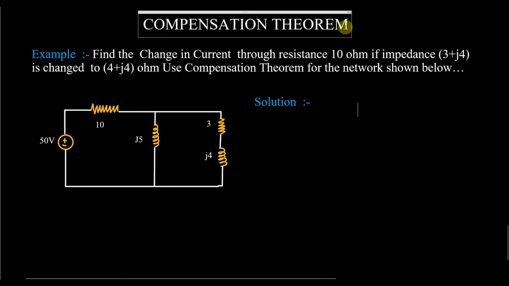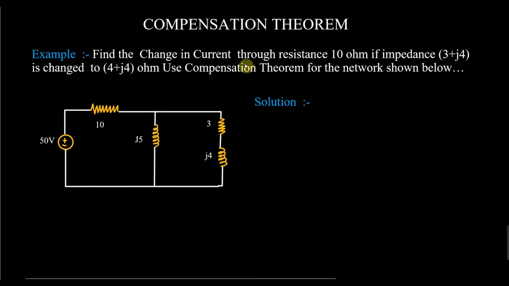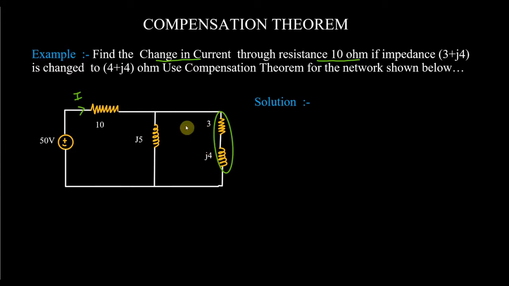Use compensation theorem. You can see that here they have asked us to find out the current through the 10 ohm resistance. So our aim is to find out this current. They have asked us to find the change in the current in the 10 ohm resistance, but what they have given is that the impedance 3 plus J4 is now changed to 4 plus J4.